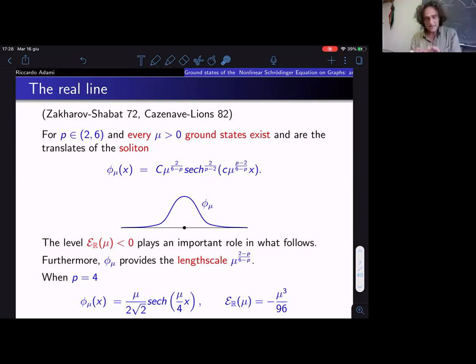And another important remark is that due to this structure here, mu to some power x, there is a natural length scale which is connected to the mass, which is exactly the inverse of the mass here. This brings a length scale. Moreover, when p is equal to 4, we are in the famous cubic case, because we have a power 4 in the energy but power 3 in the equation. And in the cubic case, the system is integrable, so all computation can be performed exactly, and the expression is very nice for the soliton and for the energy, minus mu cube of 96.